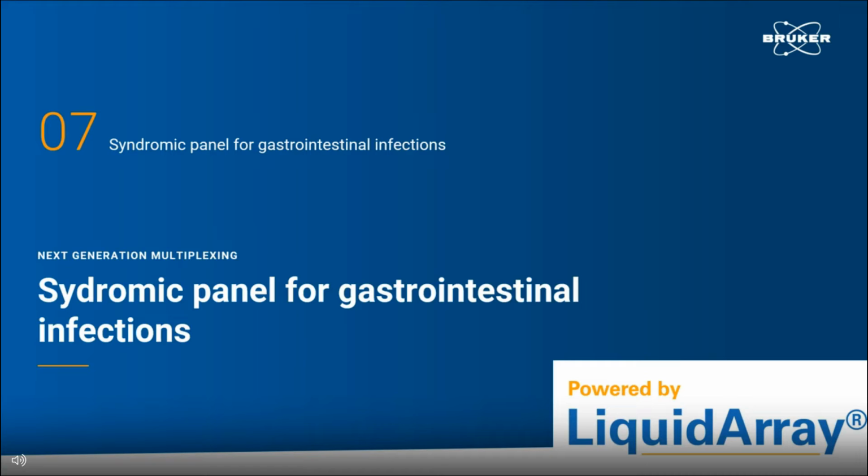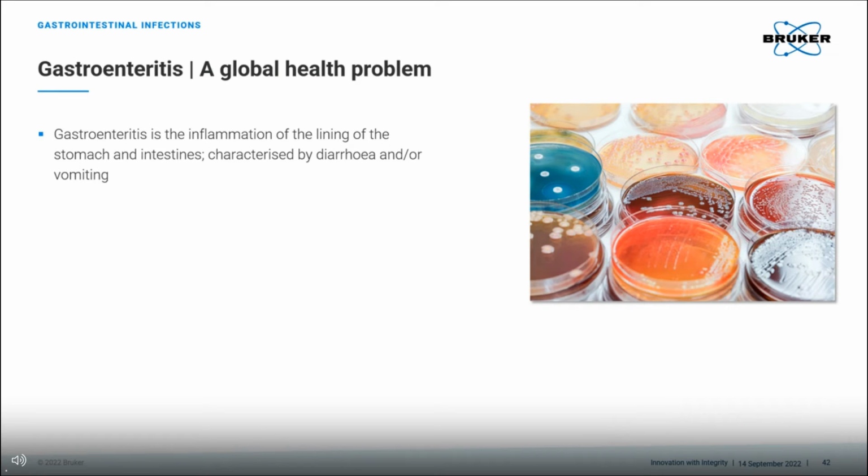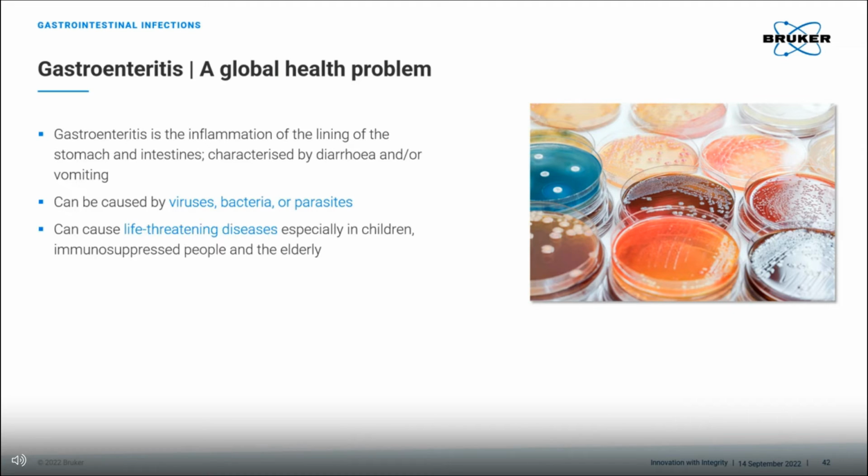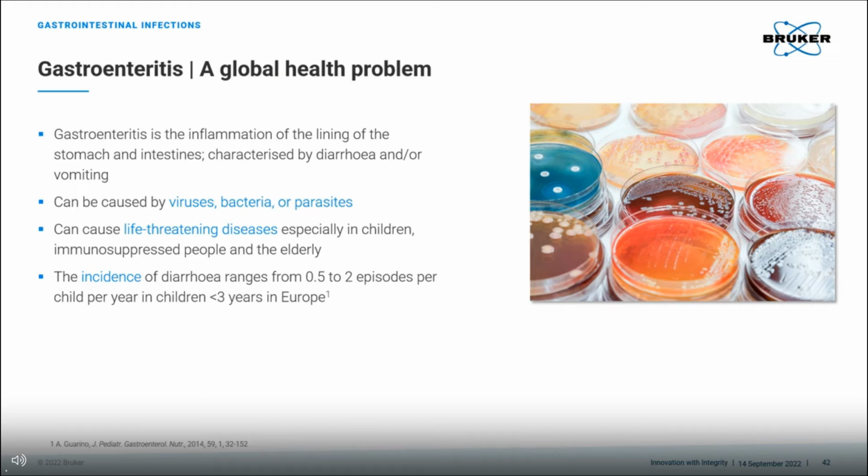Looking now at our next syndromic panel that was just launched this summer for gastrointestinal infections. Gastroenteritis, of course, is an inflammation of the lining of the stomach and intestines, and we know it is characterized by diarrhea or vomiting. And there are many causes. It can be viral, bacterial, parasitic. It can cause life-threatening disease, especially in children, immunosuppressed people, and the elderly.